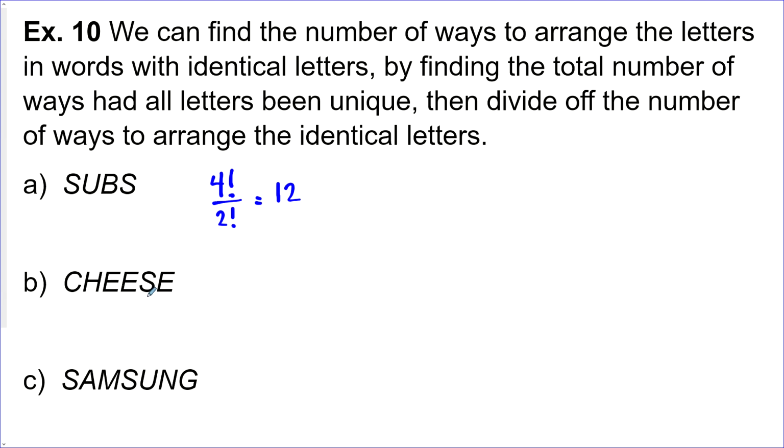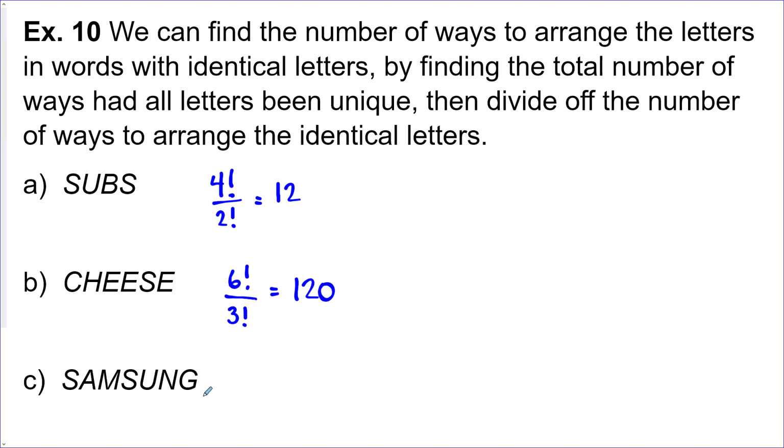Let's try cheese. We've got 1, 2, 3, 4, 5, 6 letters, so 6 factorial to arrange 6 letters. Now we need to divide off the ones that aren't going to give us another arrangement. We've got 3 E's, and arranging 3 E's in different ways doesn't give us another arrangement. It just looks the same to us. So we need to divide by 3 factorial. So we got 6 factorial divided by 3 factorial is 120.